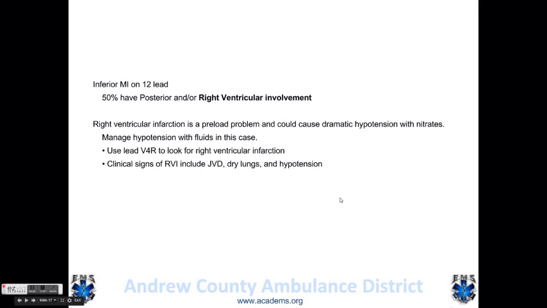So, now an inferior MI on a 12 lead, 50% have posterior or right ventricular involvement. Of those 50%, 30% are only really bad enough to cause problems if you do give nitro, hence why we did it for years. So right ventricular infarct is a preload problem. You use the V4R to look for the infarction. Clinical signs are JVD, dry lungs, and hypotension. So if you get to somebody and they're not hypotensive, chances are they're not really having this RVI, but you're still going to be able to confirm it on the monitor.